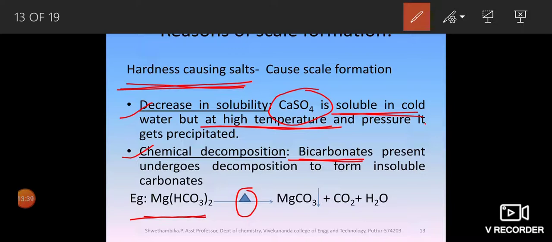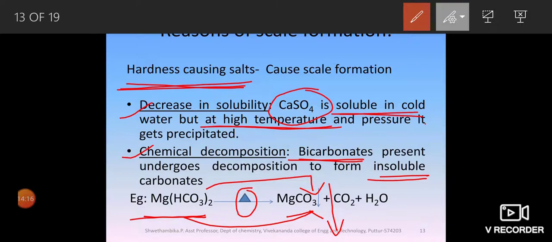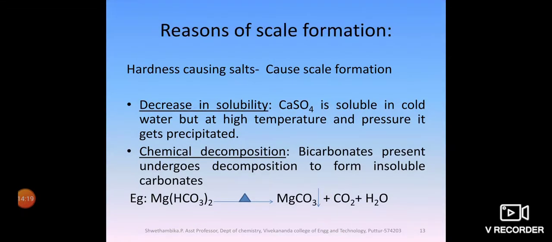And what is that conversion? The bicarbonate would be precipitated as the corresponding carbonate. And what is the nature of carbonate? Highly insoluble. With that there would be liberation of carbon dioxide and water. However, what is to be remembered is that the bicarbonate on chemical decomposition gives carbonates which undergo precipitation in the boiler. So two reasons are clear. One is decrease in the solubility, like calcium sulfate salt, which has a difference in solubility in hot and cold condition. Also chemical decomposition of bicarbonates to carbonates.